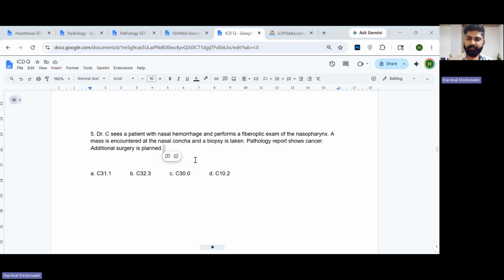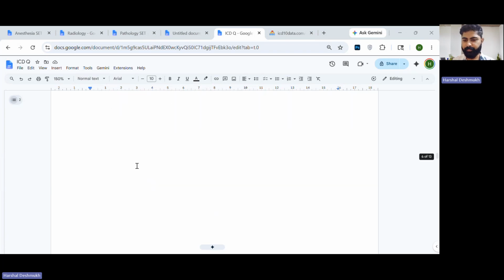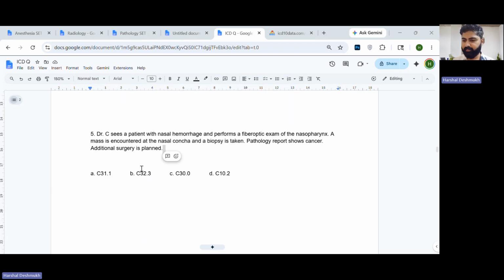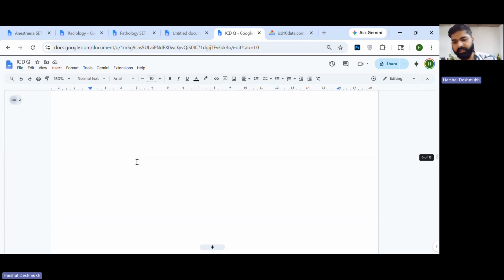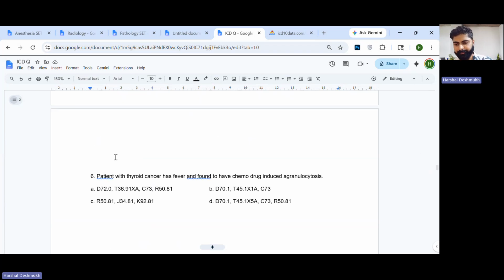The correct answer to this question 5 is option C. It is C30.0. It's cancer of what? You have a location mentioned here. It's nasopharynx. You have nasal mentioned here. You have also mentioned as nasal bronchi. All right. Moving on to question number 6.